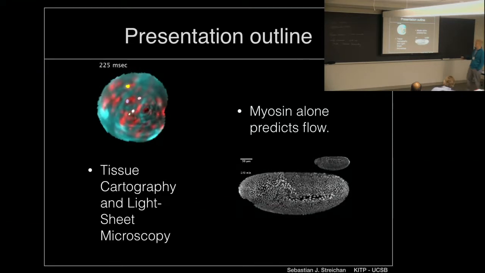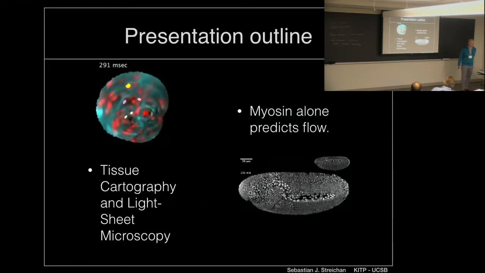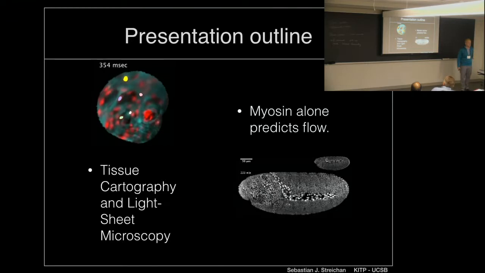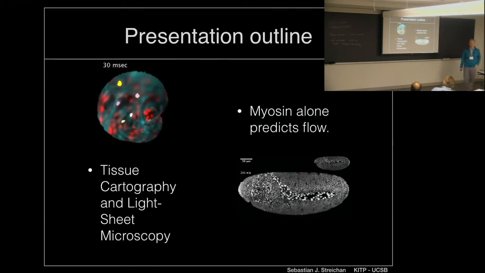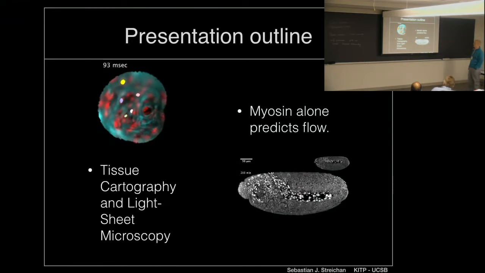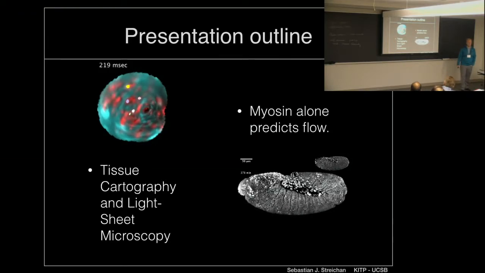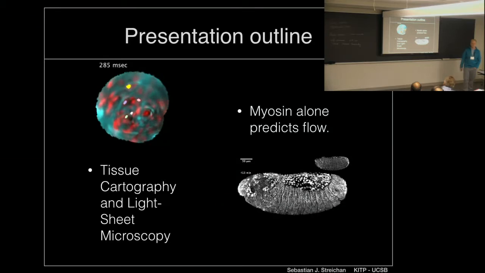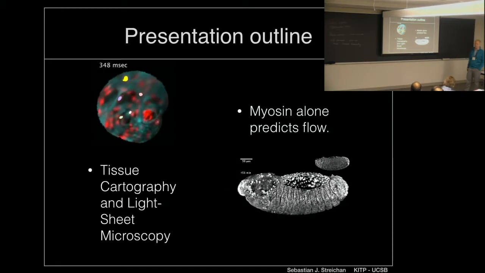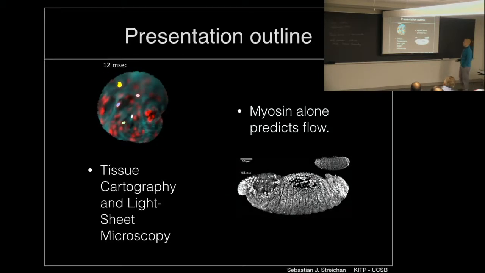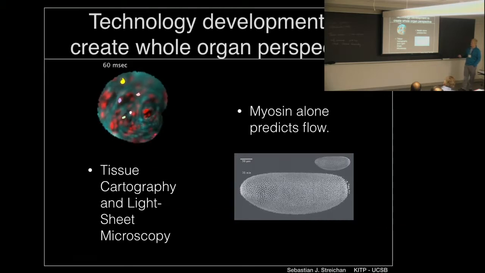So in the beginning, I'll talk a little bit about technology development that we have done so that we can take on this whole organ perspective, and that we can sort of take data like the ones that I've shown you. And then in the second part, I want to move towards the scientific question, what we would actually need to measure in order to predict these flows. So let's get started with light sheet microscopy.